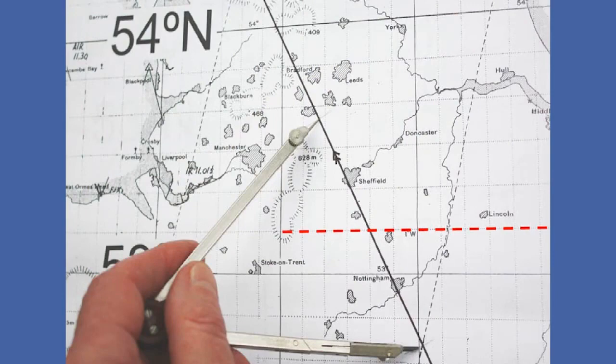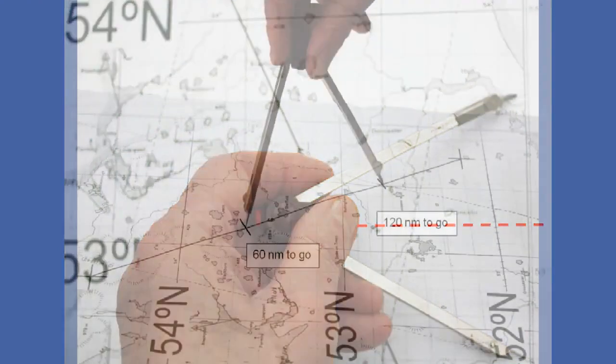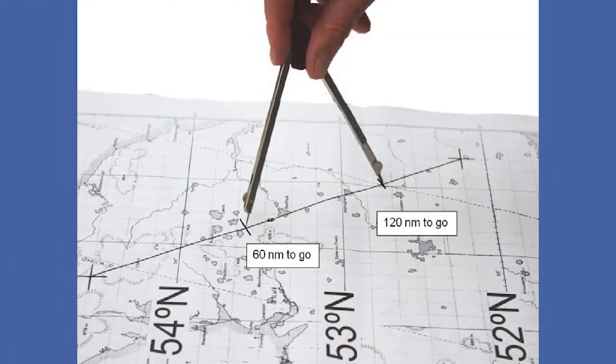We now pick the mid-latitude for the next segment of the route. Note that, because it is nearer the equator, we have to close the compasses up a little. Again, we use our compasses to arc off a distance of 60 nautical miles at the new local scale. This now gives us 120 nautical miles to go to the destination.